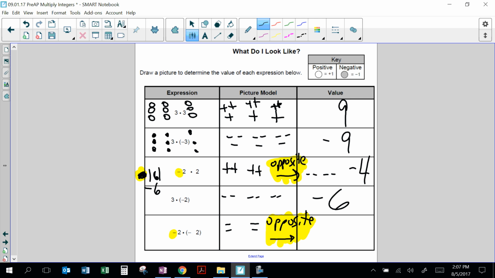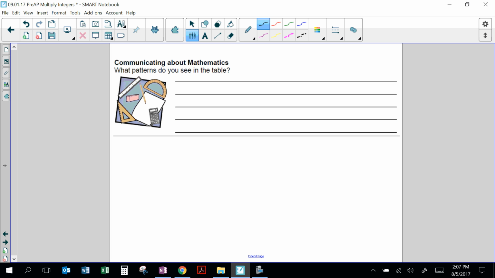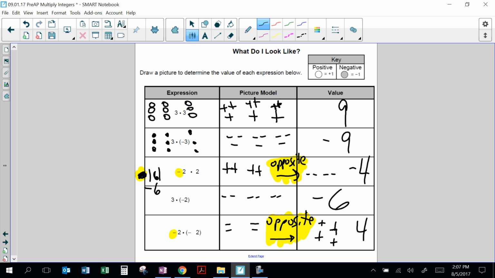Opposite of two groups of -2, +2, so it is 4. What patterns do you see in the table? Let's see. Positive, positive, positive, positive, negative, negative, negative, positive, negative, positive, negative, negative.